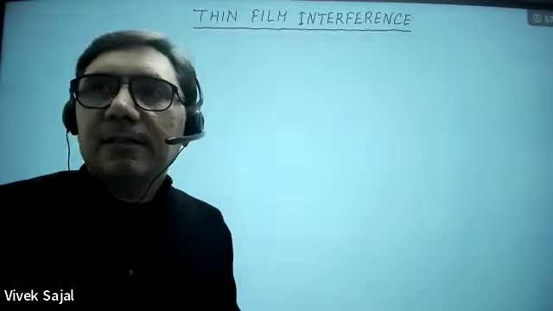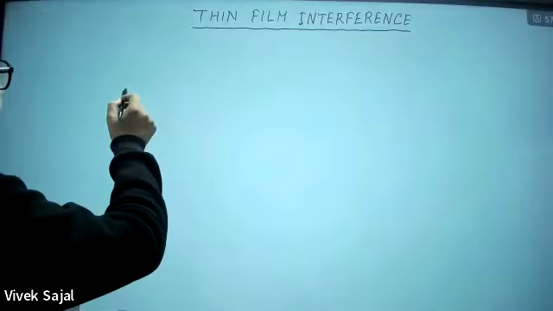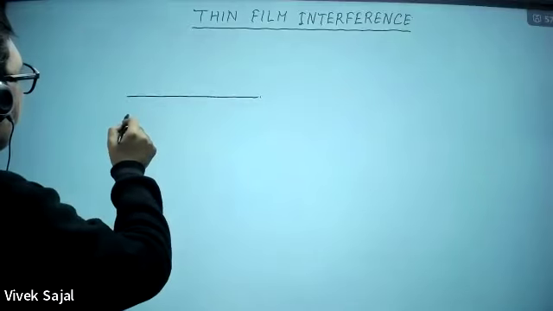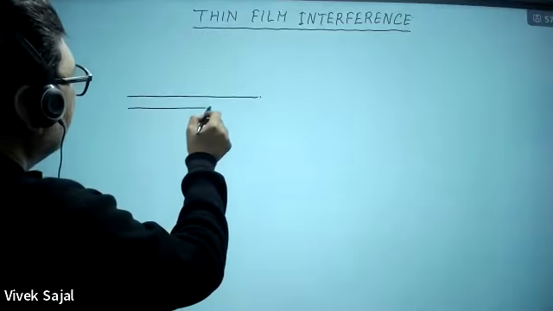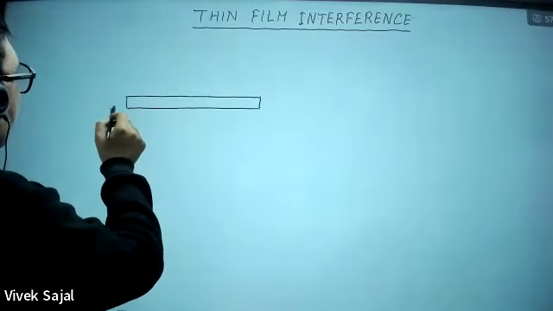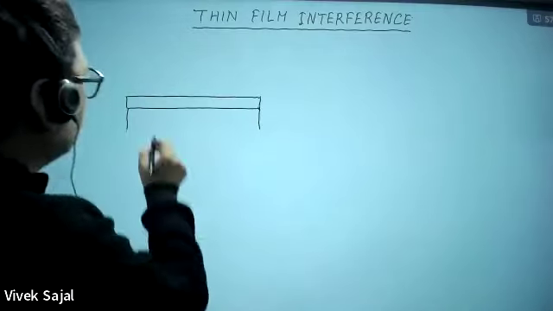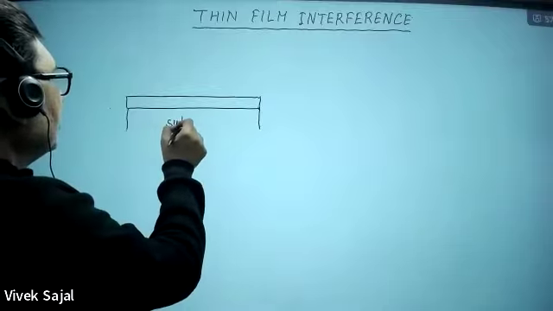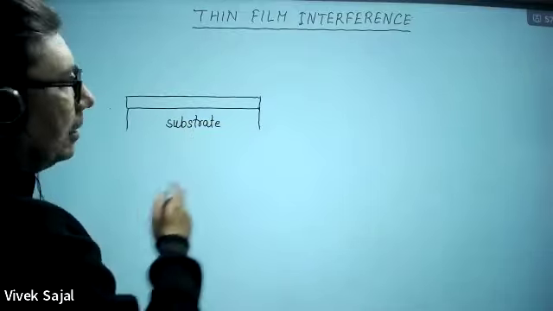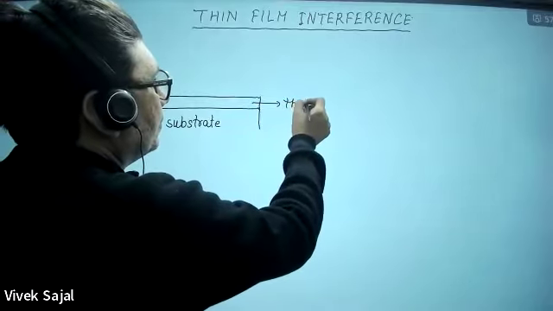So, in thin film interference, we are going to deal with this type of thin films. For example, suppose this type of film is deposited on some substrate. Suppose this is a substrate, and this is the thin film which is deposited over it.